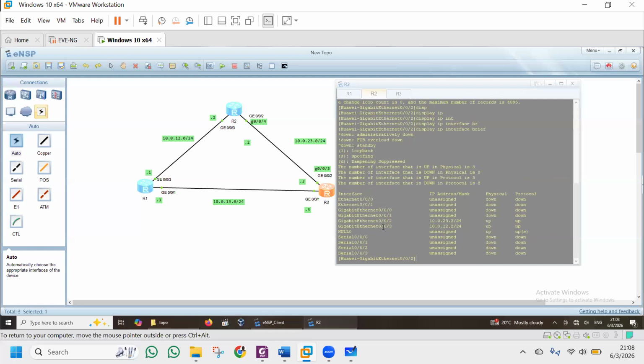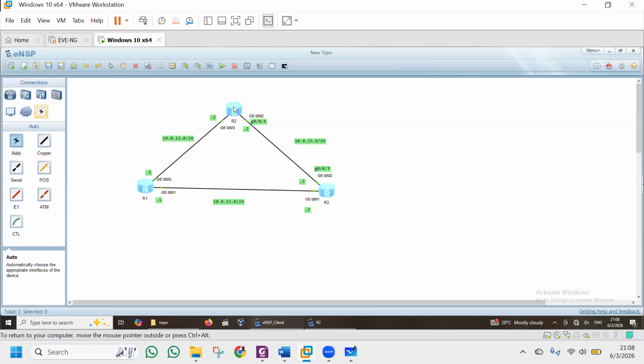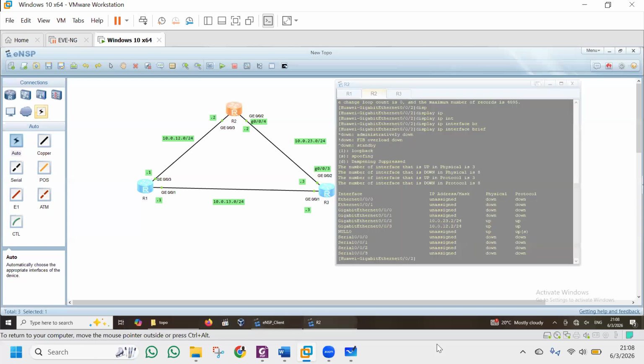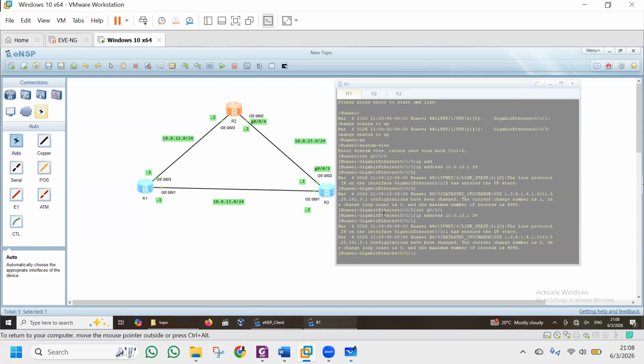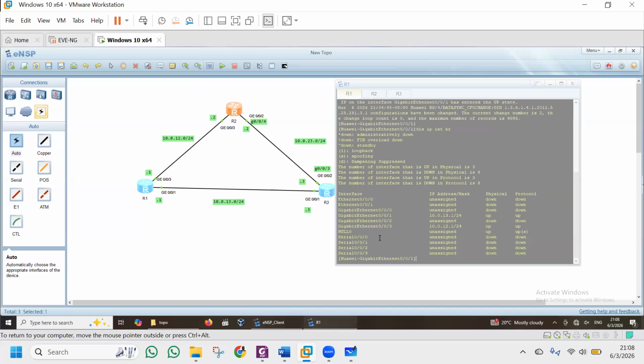Then 0/0/2 is 23.2, this one, correct? Then the other one is 12.2, correct? Then R1, display IP interface brief. So R1's 0/0/3 is 12.1, this one, correct? Then this one is 13.1. Right, my IP addresses are all correct.